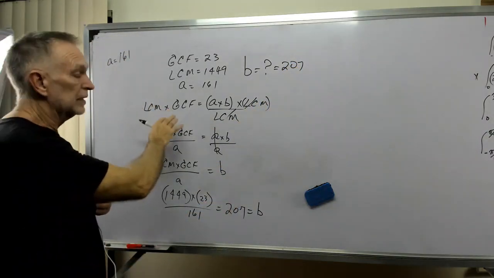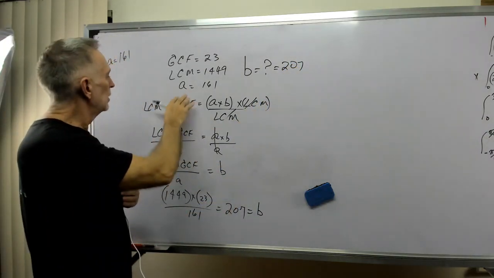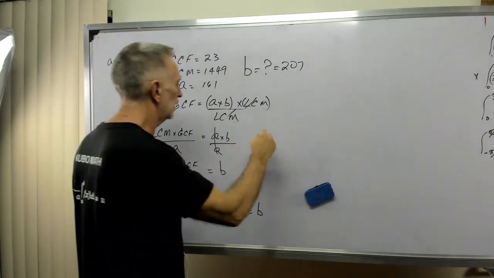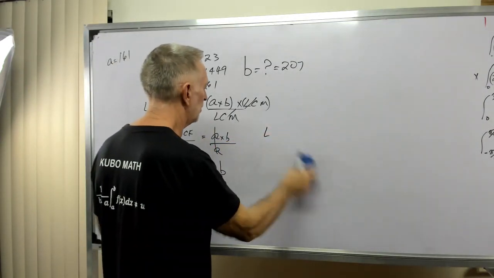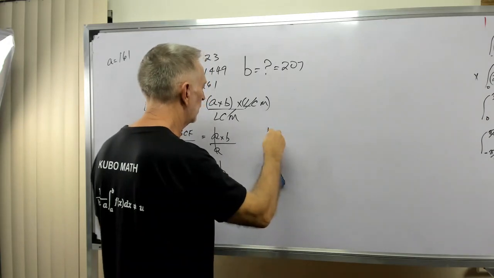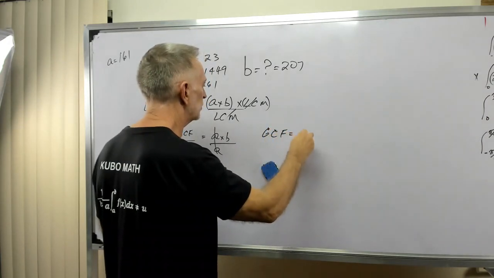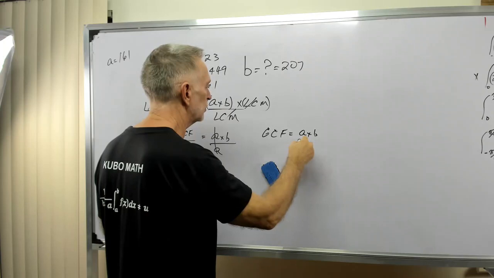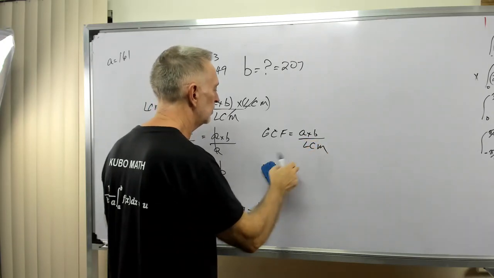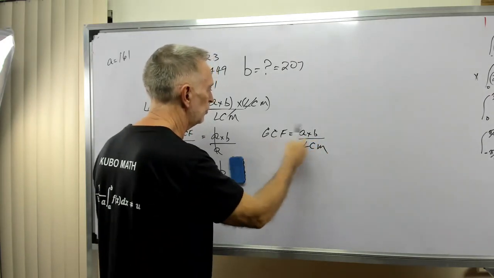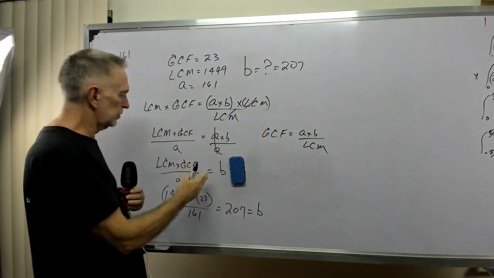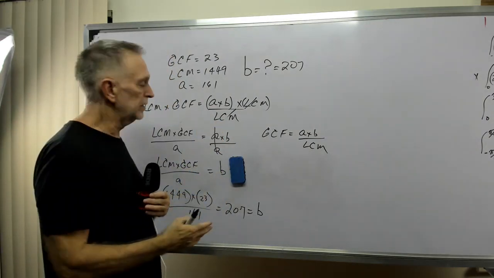So you can take that formulation, and because we knew that the greatest common factor equals A times B, my two numbers, divided by least common multiple, you just work it around like this to solve for what it is you need to know.